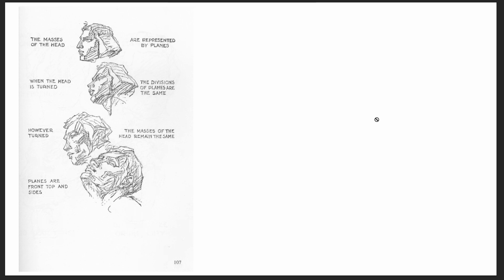However turned, the masses of the head remain the same. Planes are front, top, and sides, as well as bottom. He forgot to put that one in. But those planes, again, are very distinct, and so is the shadow pattern falling along those planes.